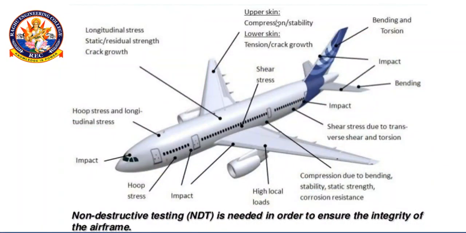And next one is the aeroplane. What are the forces acting on the aeroplane? We can see impact forces, hoop stress, longitudinal stress, upper spin, lower spin, shear stress, impact stress, bending, impact bending, and torsion. These are all the forces acting on an aeroplane. We have to check based on the impact strength, whether any shear stress is there, whether any cracks are occurring at this area, and the hoop stress and impact stress.